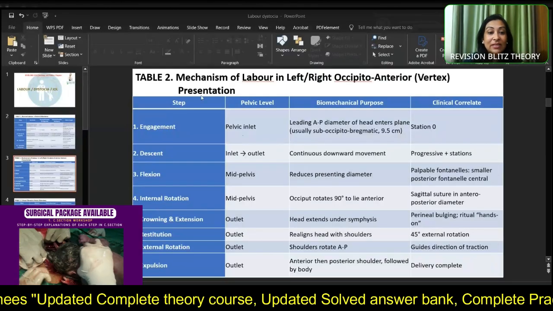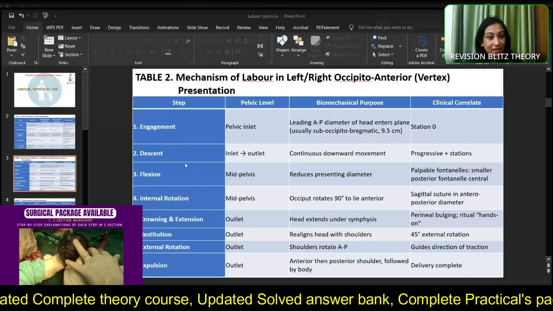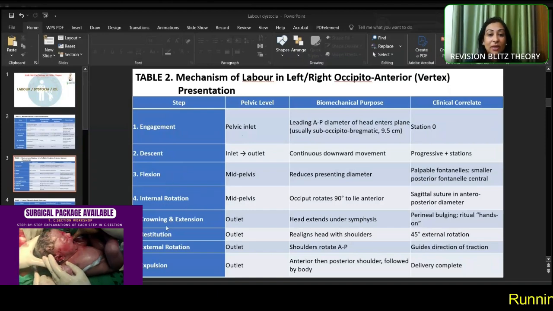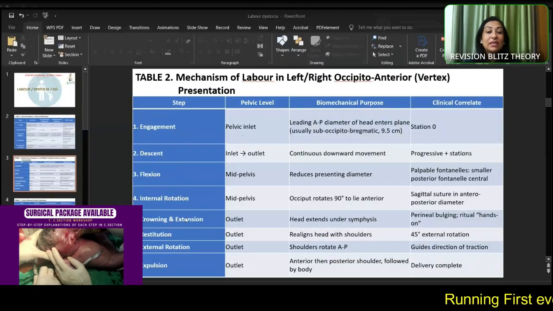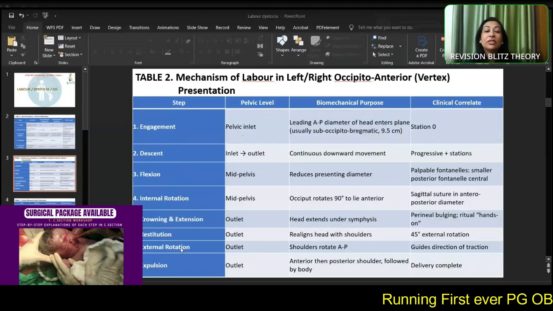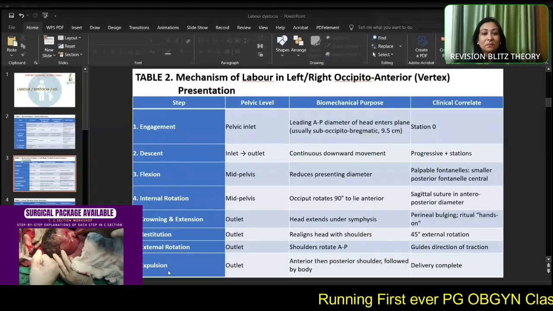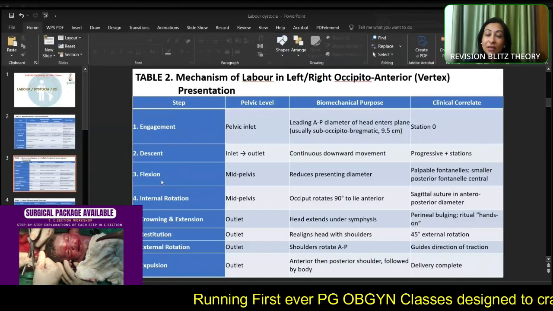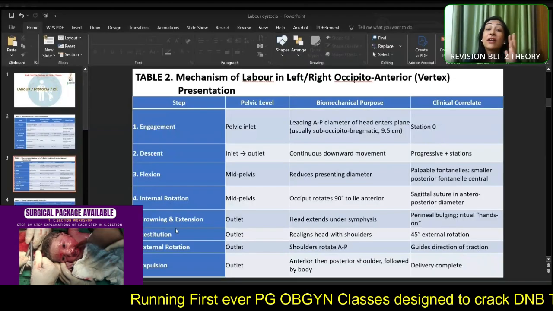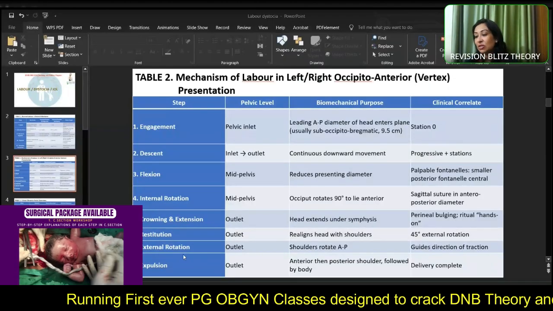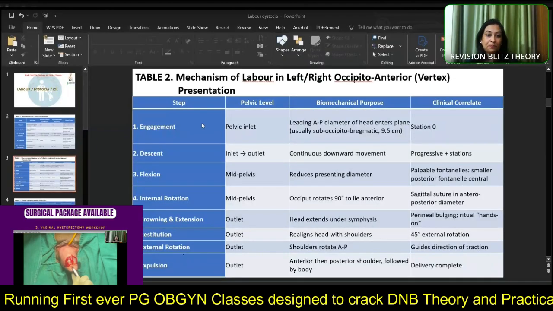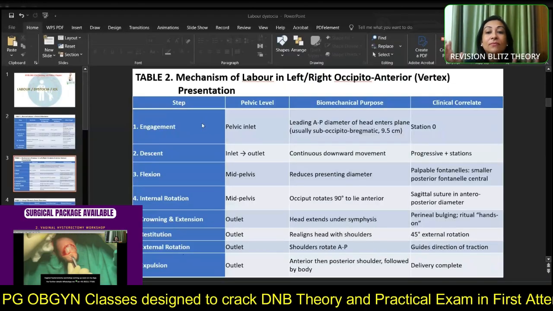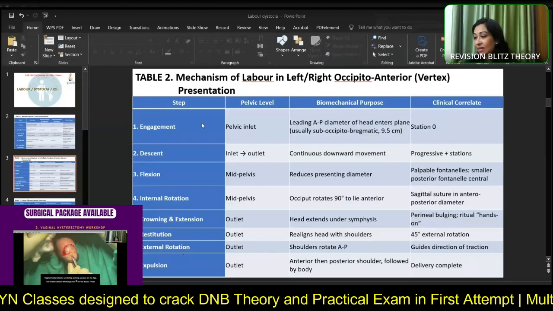So Ed means engagement. D means descent. Then Fic, F-I-C: flexion, internal rotation, crowning. Fickery means E extension, restitution, external rotation, and then again an E, expulsion. Okay, so Ed Fickery means engagement, descent, flexion, internal rotation, crowning, extension, restitution, external rotation, and expulsion. Correct? Now let's go one by one. Engagement means when the largest diameter crosses the pelvis. Correct?